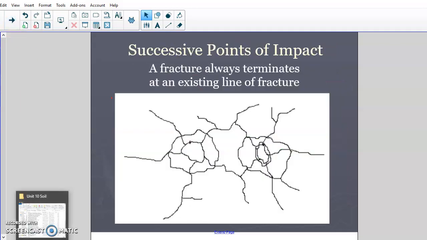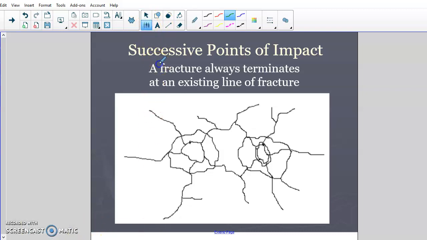Okay, the last big point that we want to make for fracture patterns in glass is successive points of impact. Successive points of impact, the rule is a fracture always terminates at an existing line of fracture. So you're going to want to write this down. A fracture always terminates or stops at an already existing line. And that's how you can tell which one of these came first.